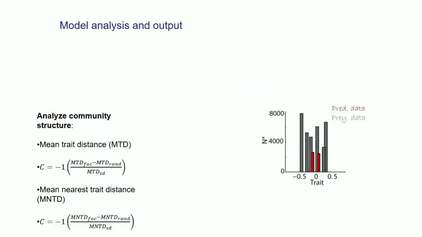Those trait distributions we analyze. We compute mean trait distance, MTD, and mean nearest trait distance, MNTD, two metrics that are often used to quantify community clustering by comparing those values to a randomly assembled community, which will then allow us to quantify community clustering.